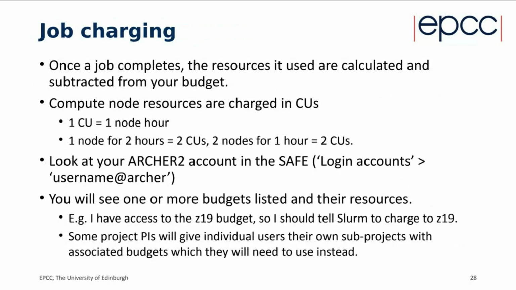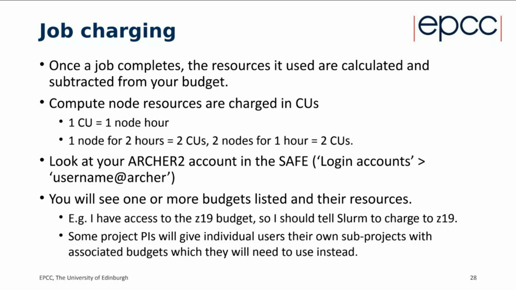Once the job is finished, you'll be charged for it. So it will work out what resources were used, and then it will take them away from your budget. Those resources are measured in what we call CUs, where 1 CU equals 1 node hour. This might be slightly strange if you've not come across it before. That means that 1 node for 2 hours means that you've used 2 CUs, because that's 2 node hours. Or 2 nodes for 1 hour is exactly the same, 2 CUs again. So you work out how many nodes multiplied by how long they were in use for, the number of node hours, and that's equivalent to the CU cost of the job.